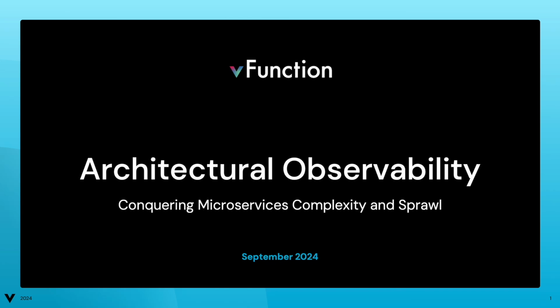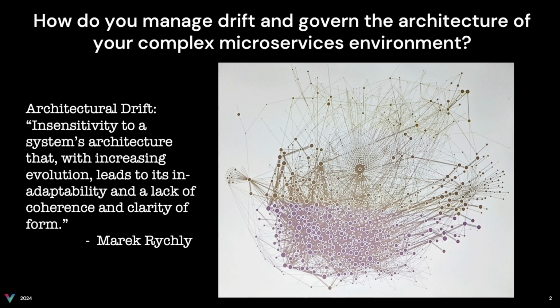I'd like to introduce you to architectural observability and how it can help you conquer microservices complexity and sprawl. One of the biggest challenges in microservices architecture is that its benefits come at a very high price, the price of complexity. The more microservices, the more complexity, and that complexity is very hard to get a handle on because of the rapid and frequent deployment of services.